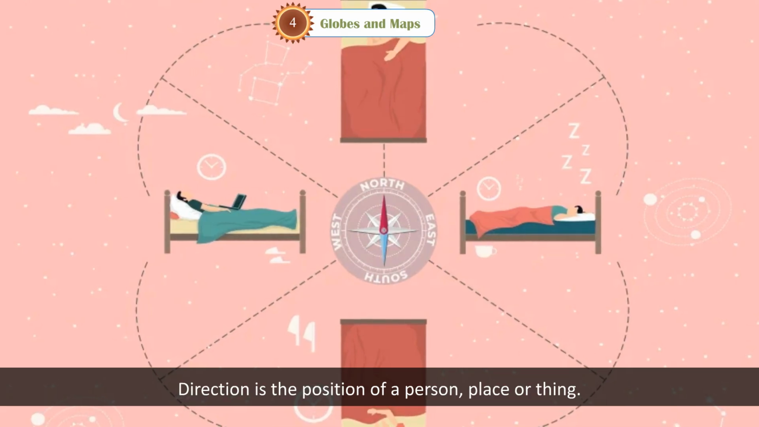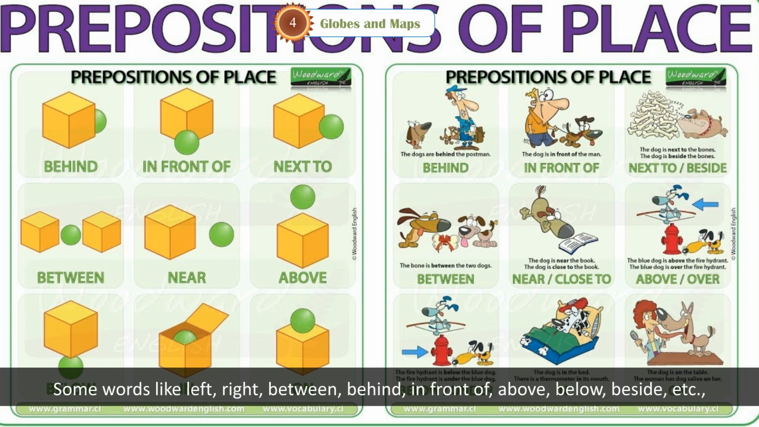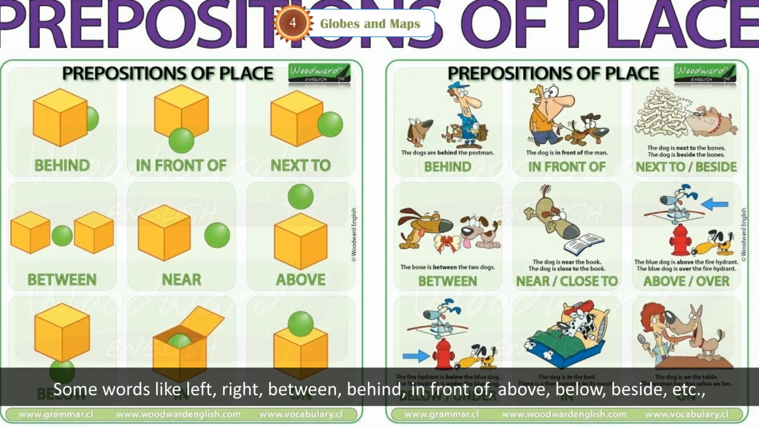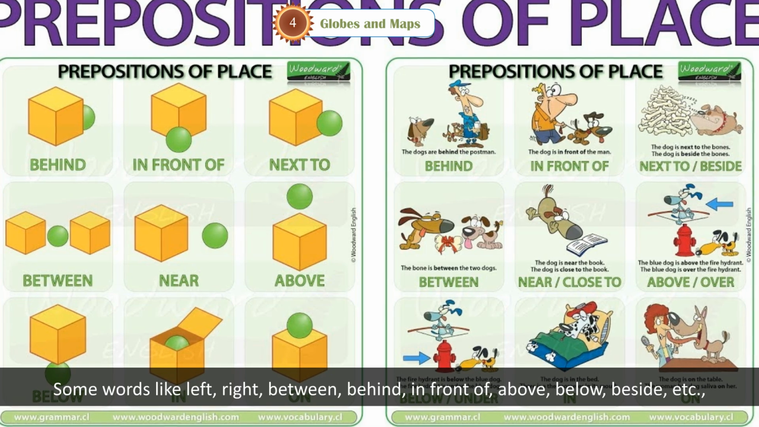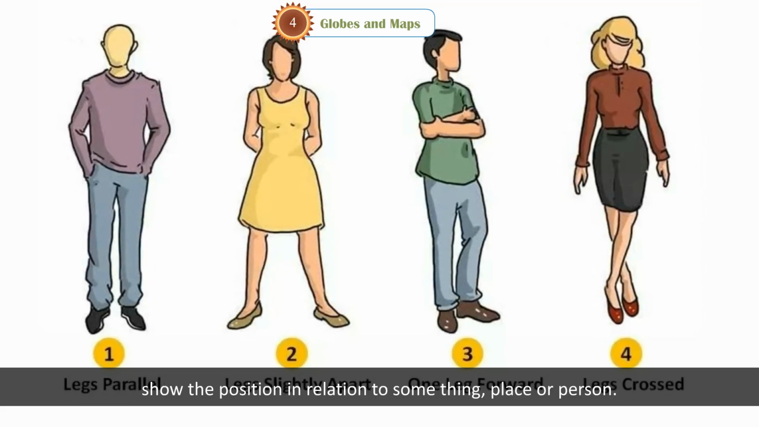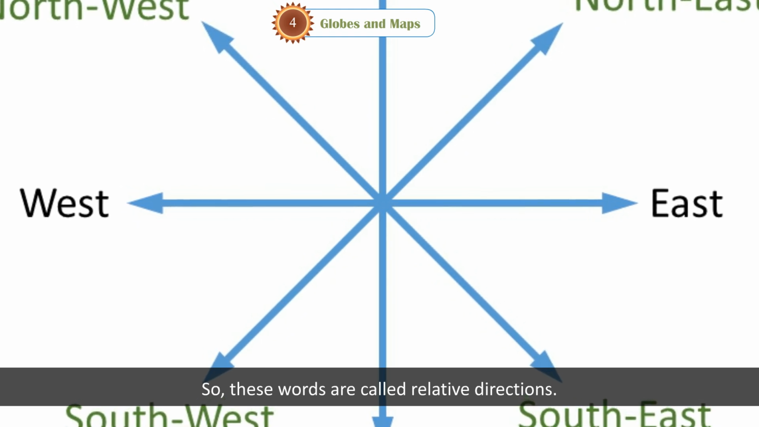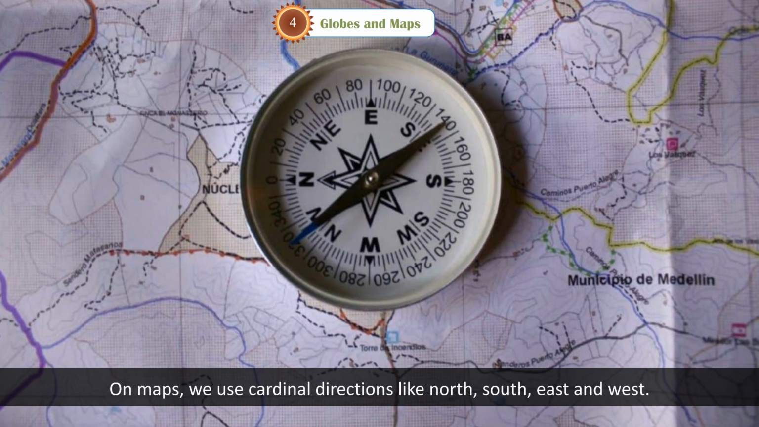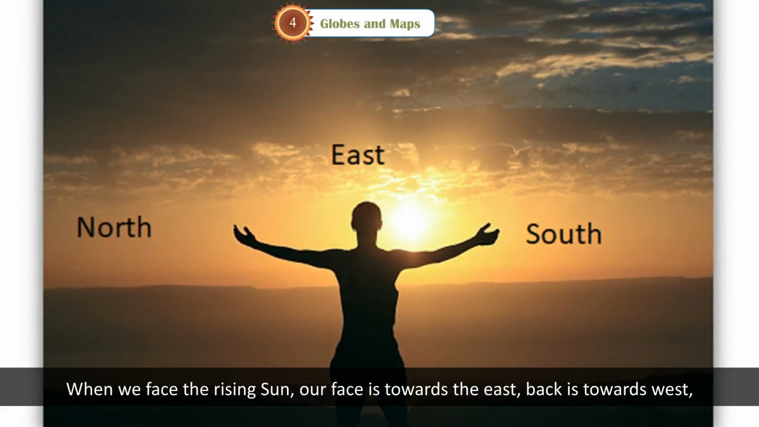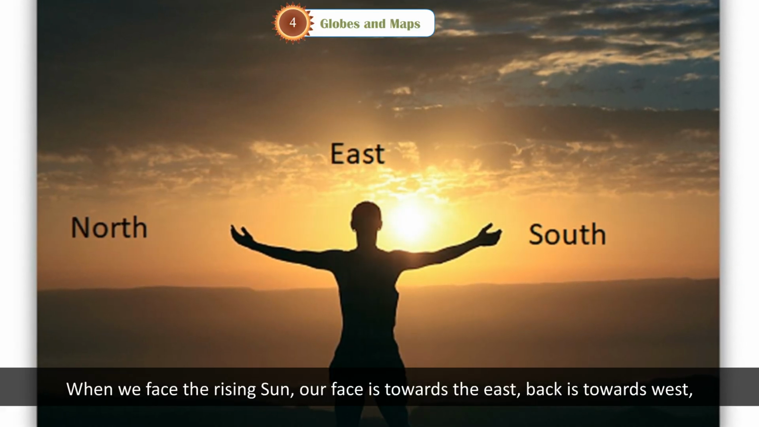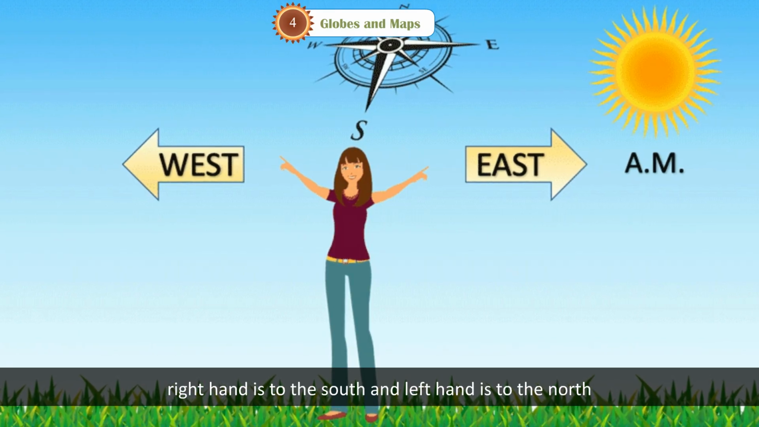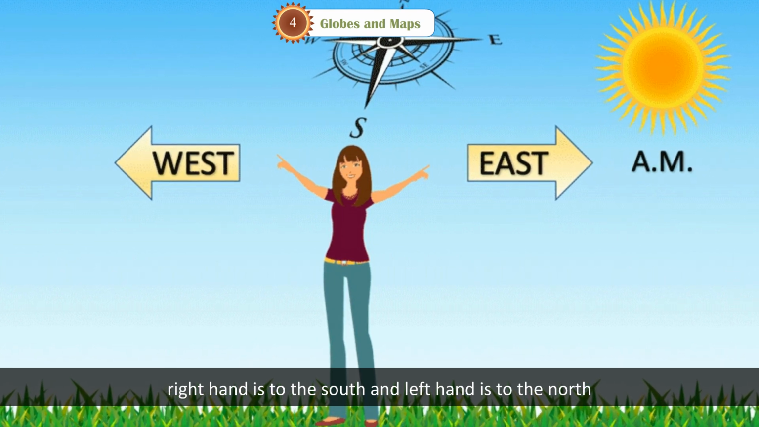Directions. Direction is the position of a person, place, or thing. Some words like left, right, between, behind, in front of, above, below, beside, etc. show the position in relation to something, place or person. So these words are called relative directions. On maps, we use cardinal directions like north, south, east and west. When we face the rising sun, our face is towards the east, back is towards west, right hand is to the south and left hand is to the north.